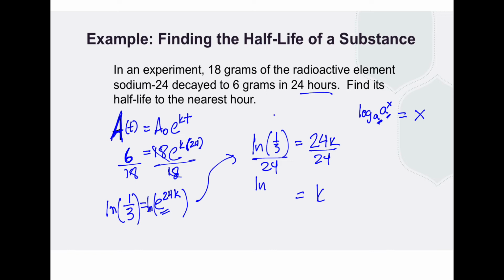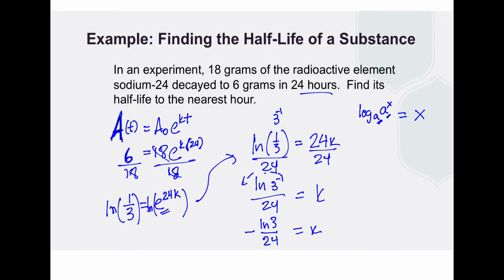Another way to write 1/3 would be 3 to the minus 1. And that actually allows us to take this out to the front as well. So that gives me negative ln of 3. That negative 1 just came out to the front, got rid of it in the exponent, over 24. This is my k value that I'm going to use to find the half-life.